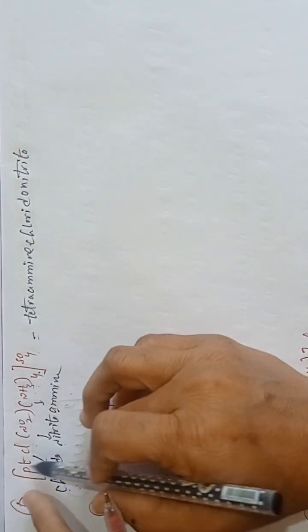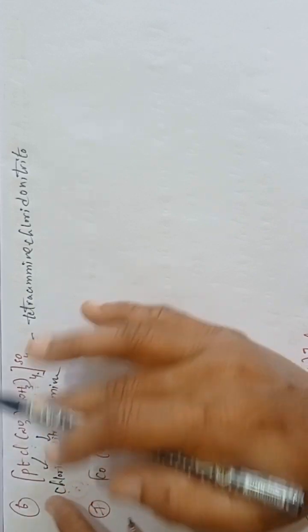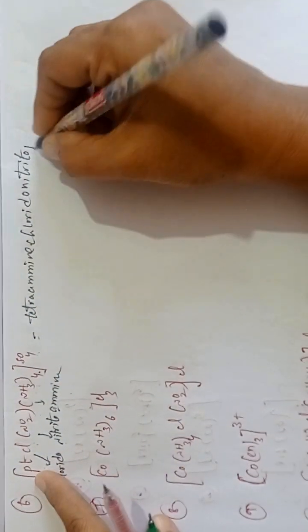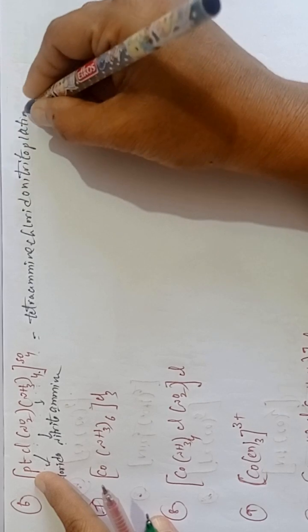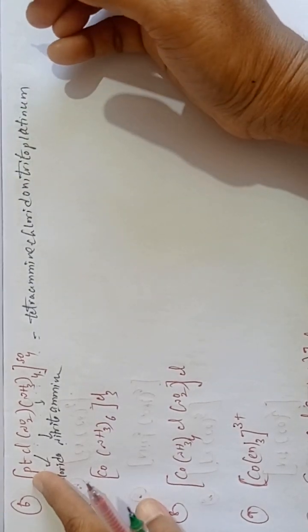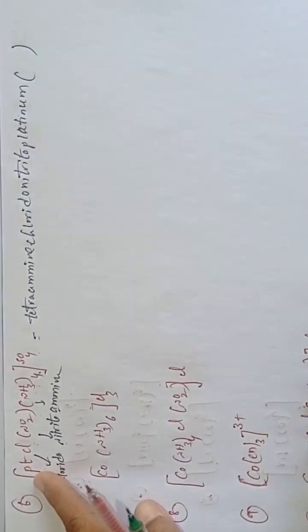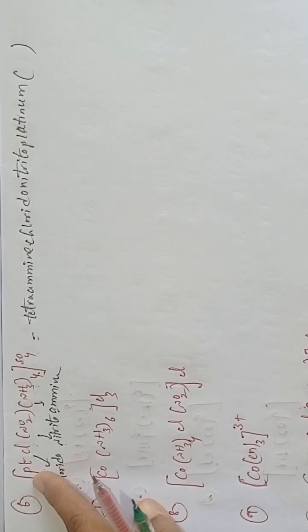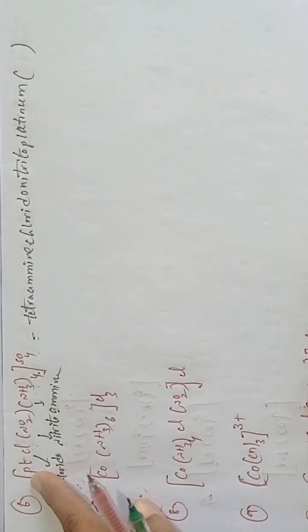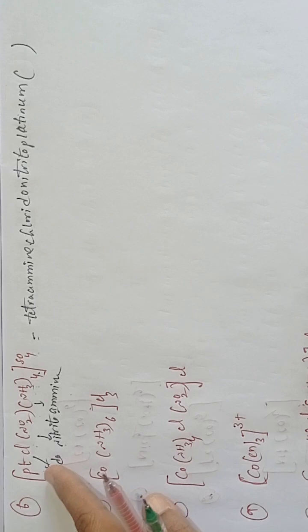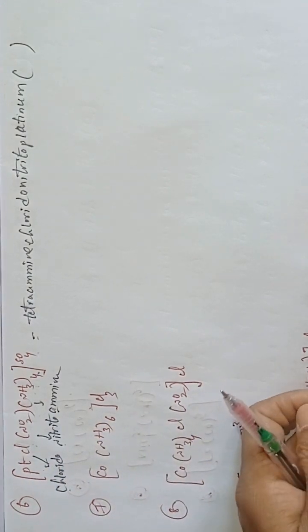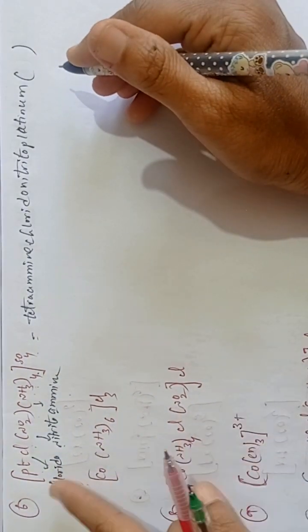Next is the name of the central metal atom. So till here the ligand names are completed: number of ligands, name of the ligands. Name of the central atom: platinum. Okay, platinum. Next, the oxidation number of the platinum. Tell me, students, you should write the oxidation number of platinum. What is the oxidation number of platinum? You have to find it. See here how to find it.